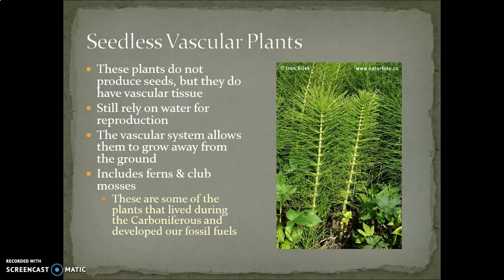Getting a little bit taller now, as you notice the height of the plant. These are the seedless vascular plants. These are ferns and their relatives. They start to have vascular tissue so we can transport materials up. So that explains why they can grow a little bit taller, but they still rely on water for reproduction.